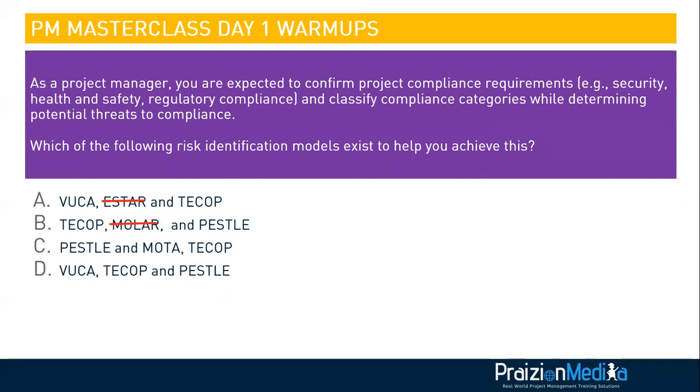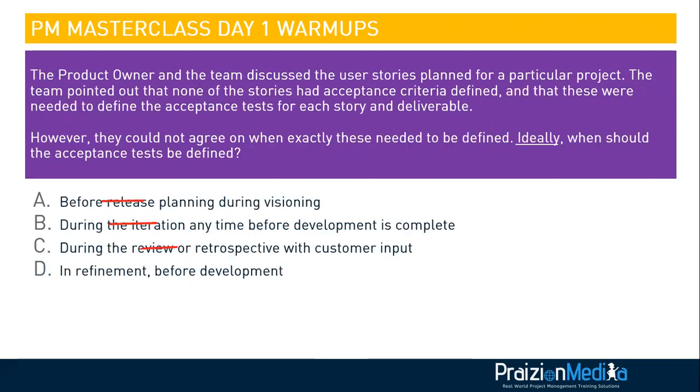PESTLE does exist. PESTLE is political, economic, social, technological, legal, and environmental. So based on that, we know Ester doesn't exist, MOLA doesn't exist, MOTA doesn't exist. PESTLE and Teacup do, and so does VUCA. And that leaves us with option D. So you're going to know which models are real and which ones are fake, just in case you get questions on any of that. Let's take a look at the next one.